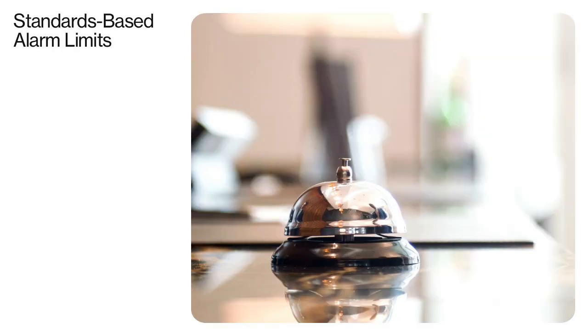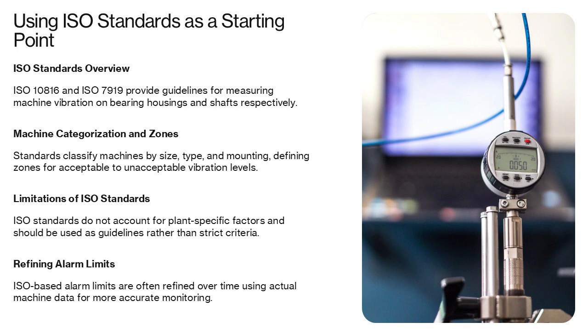Using ISO standards as a starting point. International standards provide widely accepted guidelines for evaluating machine vibration and are often used as an initial reference when setting alarm limits. ISO 10816 focuses on vibration measured on bearing housings using accelerometers or velocity probes and defines vibration severity in terms of RMS velocity over a specified frequency range.